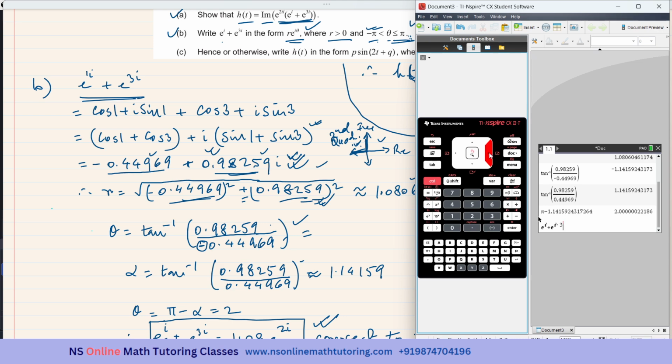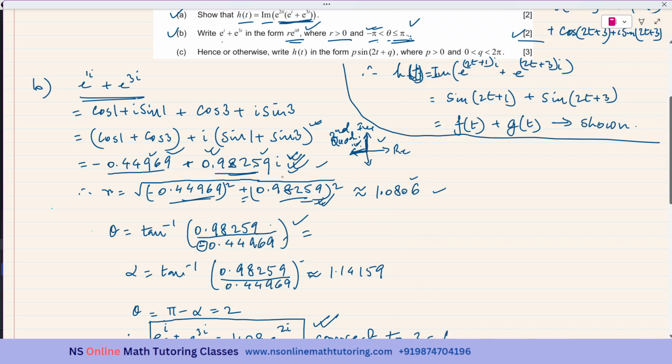And enter. So you see negative 0.44969 plus 0.98259i. So you have got the Cartesian form answer of this e to the power of i plus e to the power of 3i. This is in Euler's form, and we have got the equivalent Cartesian form answer.